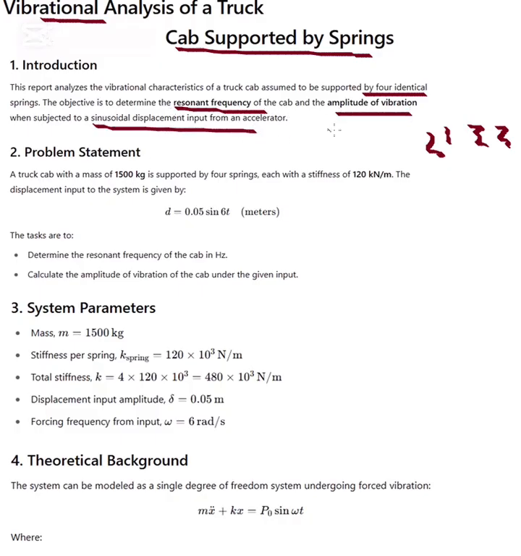sinusoidal displacement. So there is some sinusoidal displacement going to happen, so we need to find out the resonant frequency as well as the amplitude of vibration. That's our objective.